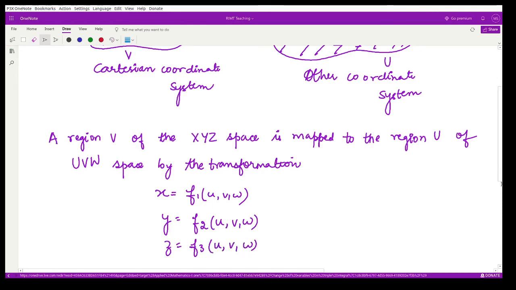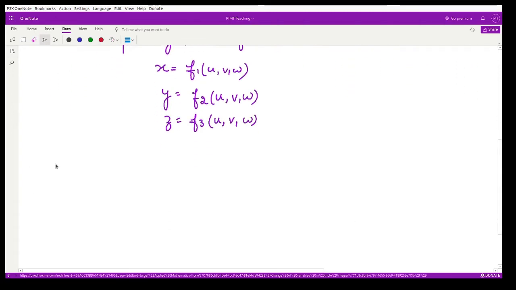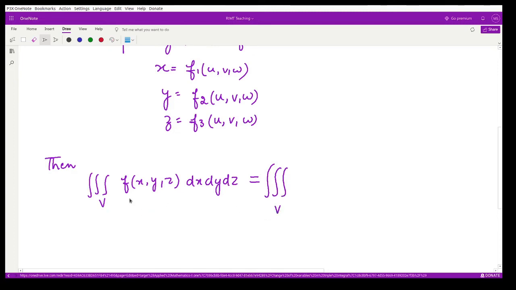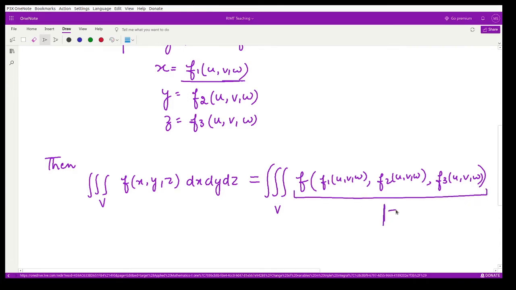So in this case, the integral of f of x, y, z dx dy dz is converted to another triple integral over the same region. But now instead of x, we have f1 of u, v, w, instead of y we have f2 of u, v, w, and instead of z we have f3 of u, v, w. We multiply this whole function with the modulus of the Jacobian j, and dx, dy, dz are converted to du, dv and dw.